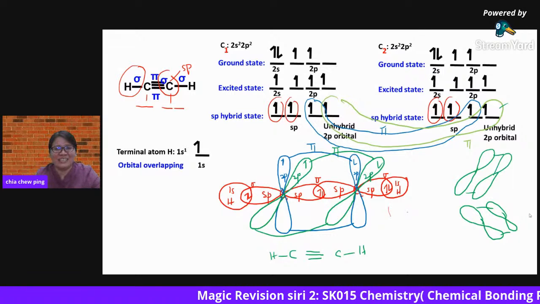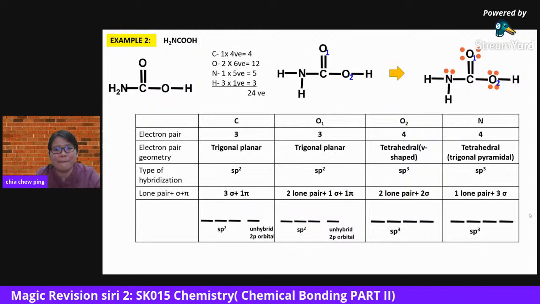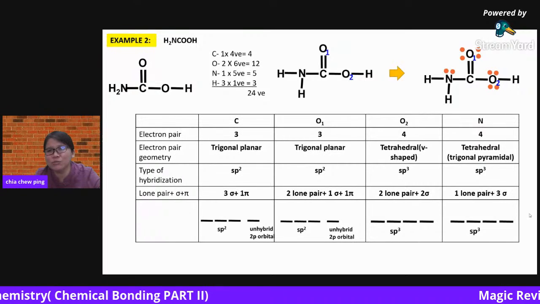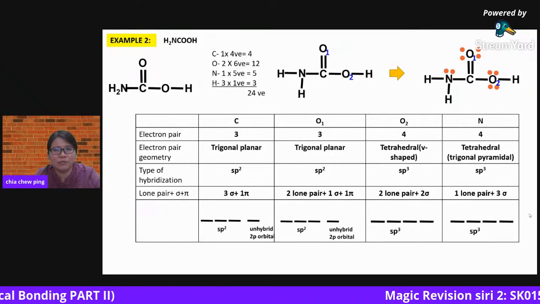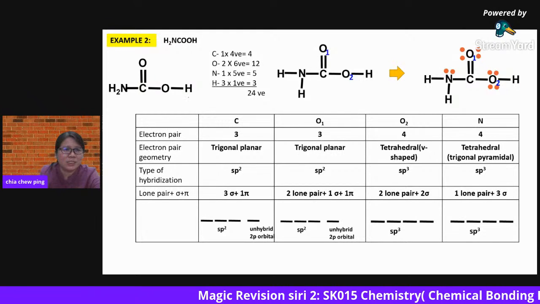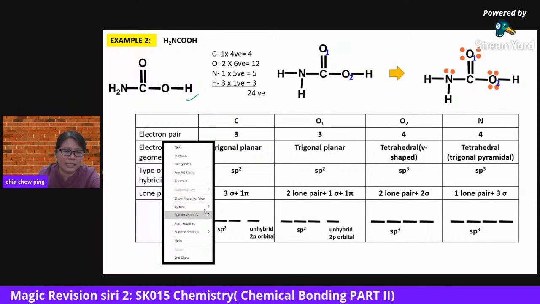Now, this is example 2 for case D. For this example, I will just show you how to do the analysis. That's all. For drawing, you can do it yourself. Let's say you get a question like this, where they give you the whole skeleton.